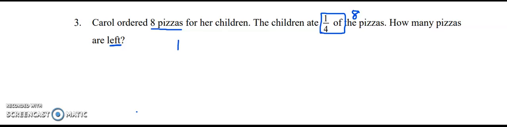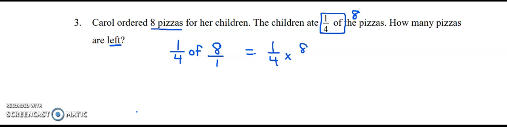Well, let's first determine what 1/4 of 8 is. And this means we're going to multiply. So 1/4 of 8. And we can cross reduce. We're going to divide by 4. And 8 divided by 4 is 2. So we're going to get a fraction of 2/1, which is 2 pizzas.